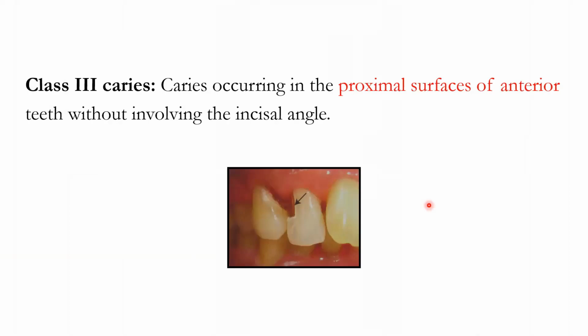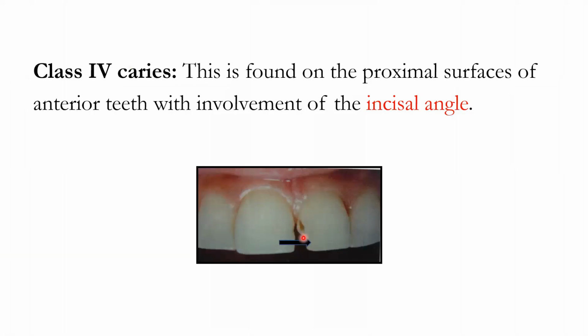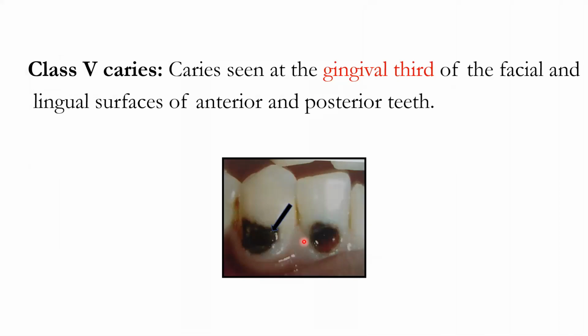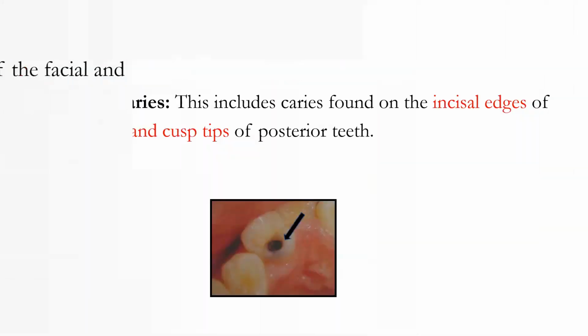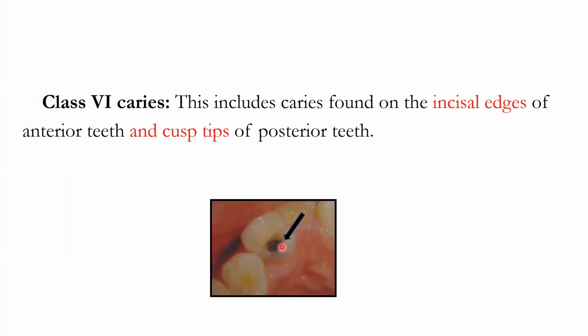Class 3 occurs on the proximal surface of anterior teeth. There is a catch in this: it doesn't involve the incisal angle, and when it does involve the incisal angle, it is called class 4 caries. And class 5 is what occurs on the gingival one third of the labial and lingual surface of both anterior and posterior teeth. And class 6 occurs on the cusp tips of posteriors or the incisal edge of anteriors. So that's G.V. Black's classification.